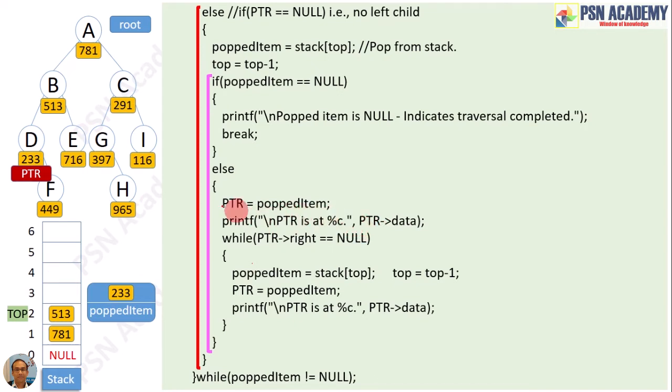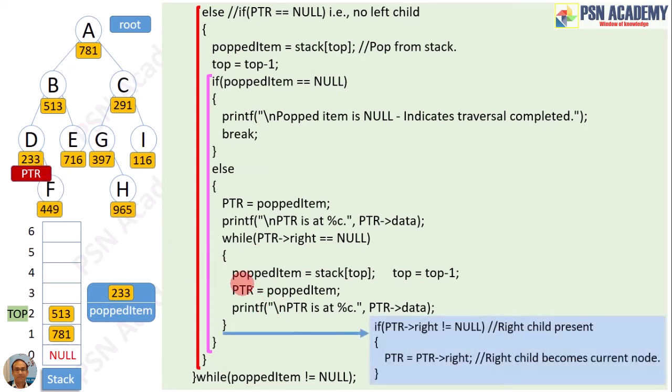And standing at 233, you check whether there is a right child or not. You run this while loop. While PTR right is null, then these three statements will be executed. And if PTR right is not null, that is the case here, then we will have an if condition.